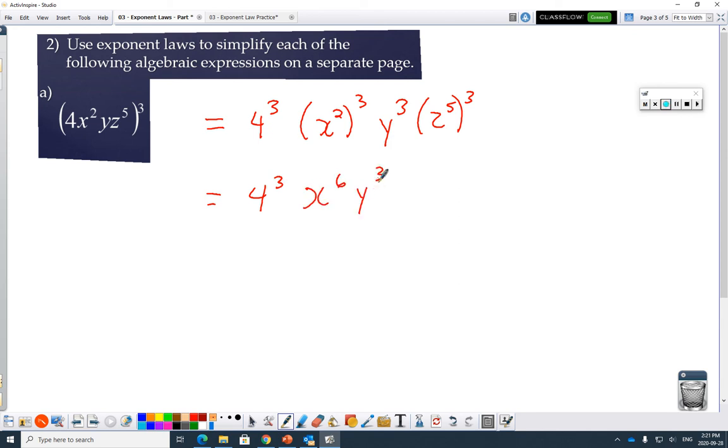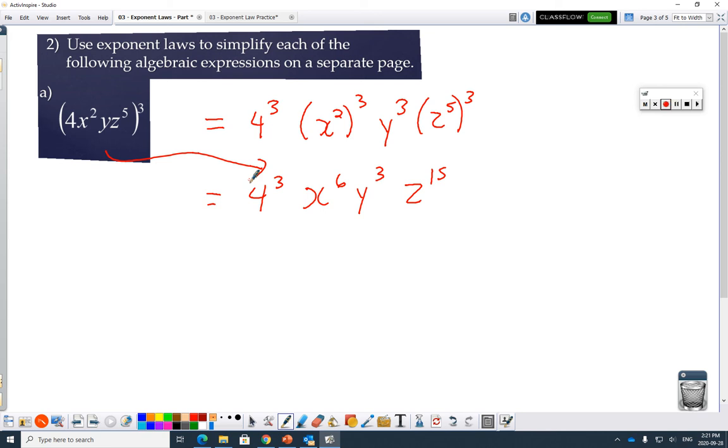Z to the power of 5 to the power of 3. There's that exponent law of 5 again. Multiply those 2 exponents, and I get z to the 15. But some of you will want to go from here to here. That will make more sense to you. You'll like that better, just multiplying those exponents as you go.